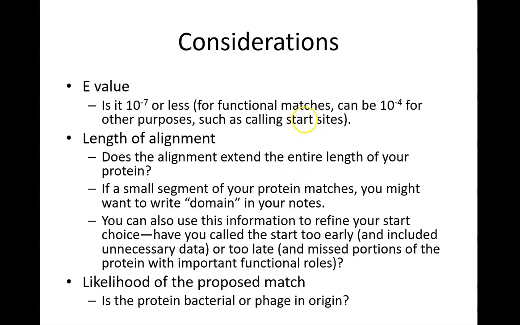You want to look at the length of the alignment. Does it extend the entire length? If it doesn't, maybe you just have a domain. Maybe you don't have the other function. Maybe you don't have the active site if it's an enzyme, but you can use that to refine your start choice. And you saw that with gene 9, where we should go back and look at that and make sure that we've called that properly. And we should look to see if the match is either phage or bacterial in origin. If we get something to animals or plants or humans, that's not likely to be real.